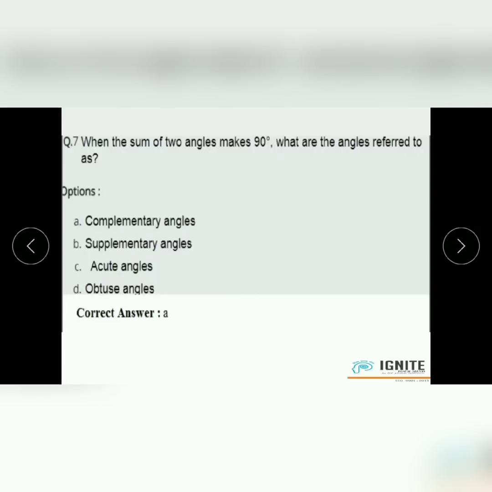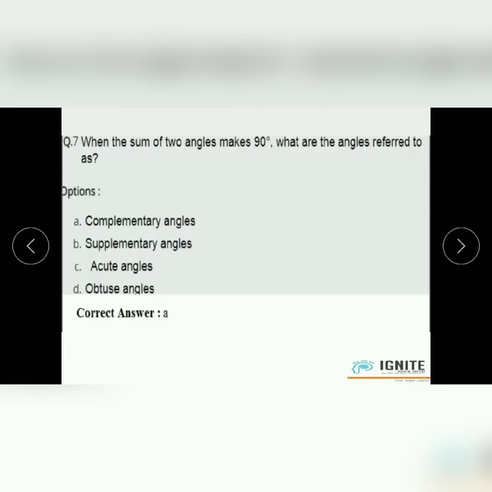Next, 7th question. When the sum of two angles makes 90 degrees, what are the angles referred to as? Options are complementary angles, supplementary angles, acute angles and obtuse angles. The answer is complementary angles. What are complementary and supplementary angles?